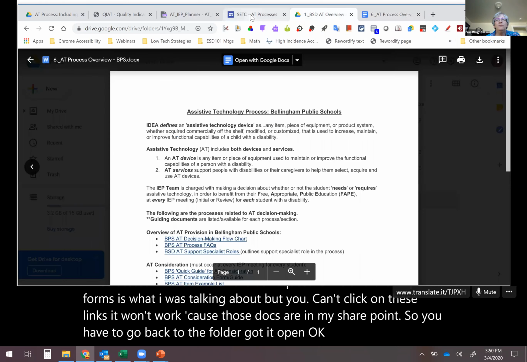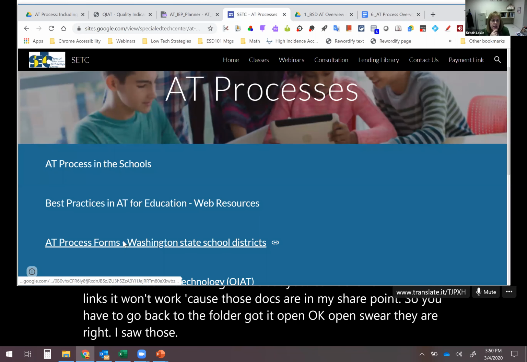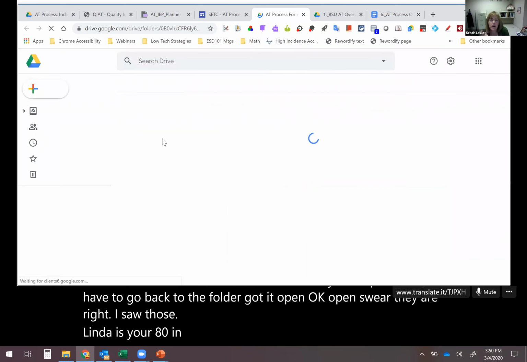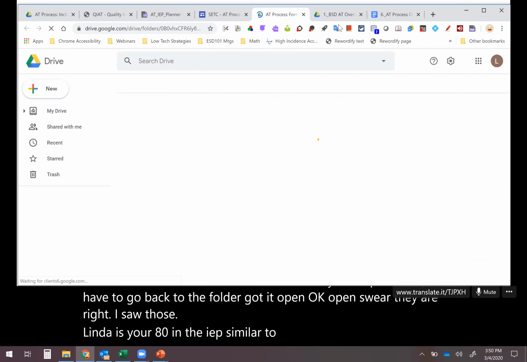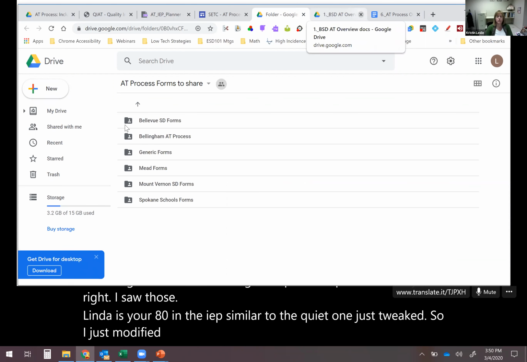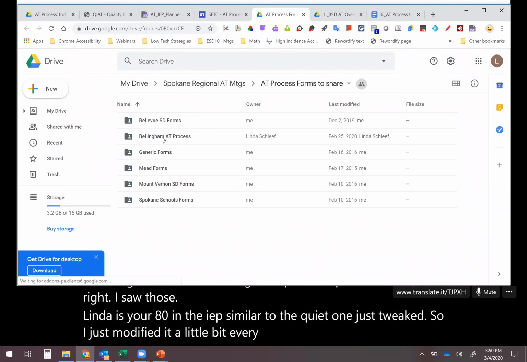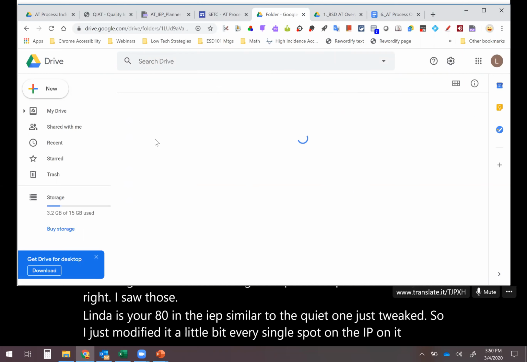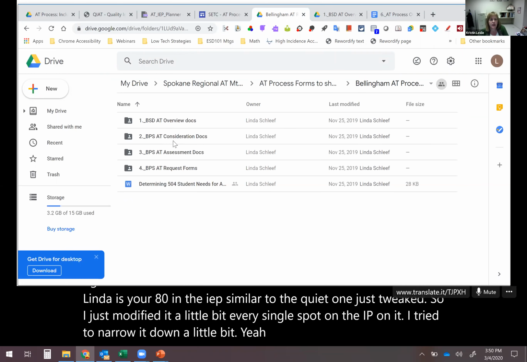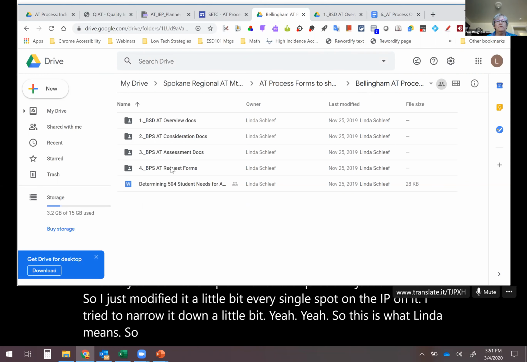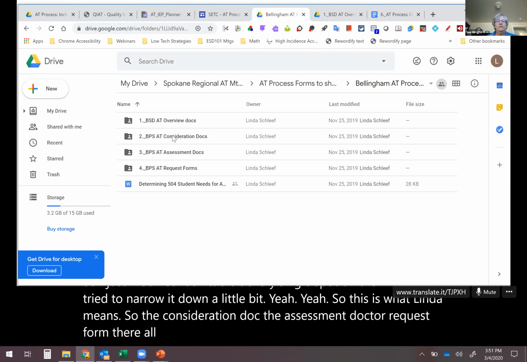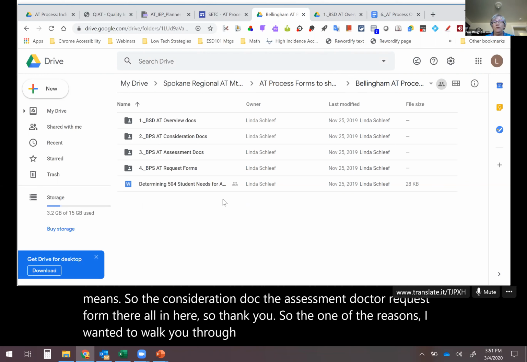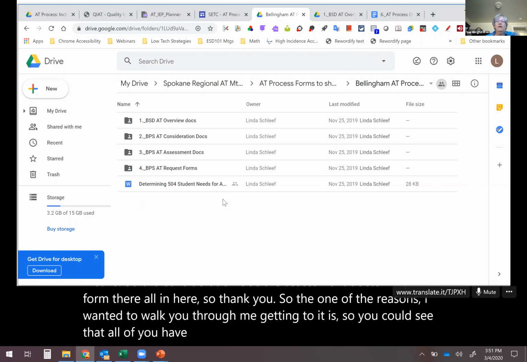Right. I saw those. So Linda, is your AT in the IEP similar to the QIAT one, just tweaked? Yes, for Bellingham I just modified it a little bit. I didn't put every single spot in the IEP on it. I tried to narrow it down a little bit. Yeah, so this is what Linda means. The consideration doc, the assessment doc, the request form, they're all in here. So thank you. One of the reasons I wanted to walk you through me getting to it is so you could see that all of you have access to that. We've built this so that you would all have access to that.